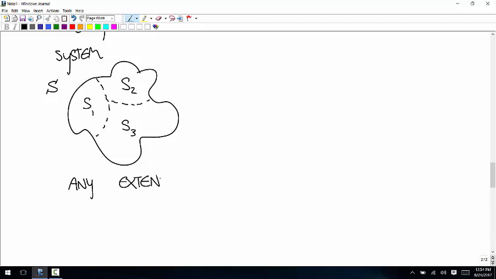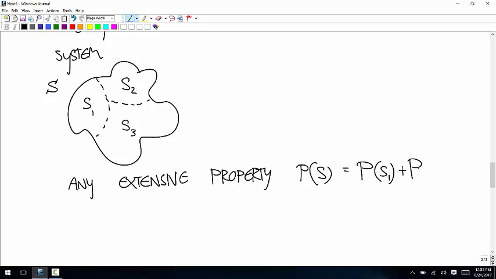Any extensive property, let's call it capital P of S, is equal to that extensive property for piece 1 plus that extensive property for piece 2 plus that extensive property for piece 3. Okay. And if you break it up into more, it has to keep adding up.